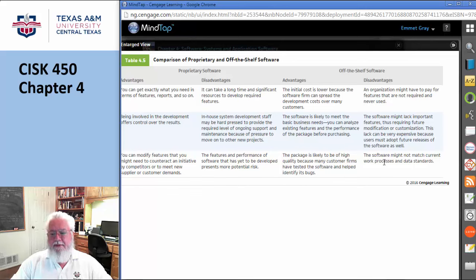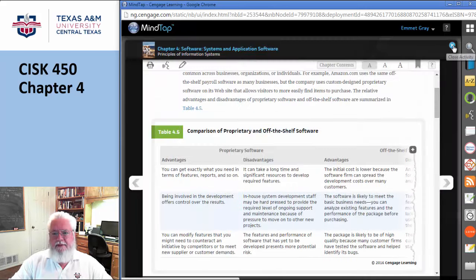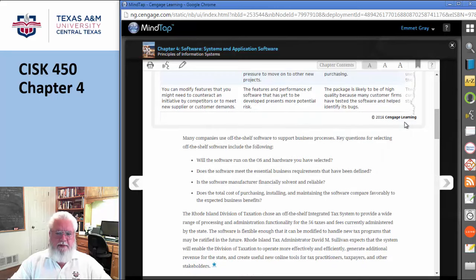And then the last one is the software might not match your current stuff. In other words, I have a particular office suite, and then I go buy this other piece of software that's designed to, and it has to be designed to plug into that particular office suite. If I buy the wrong one, it won't plug into the thing. Okay, so those are the pros and cons of how to acquire software.